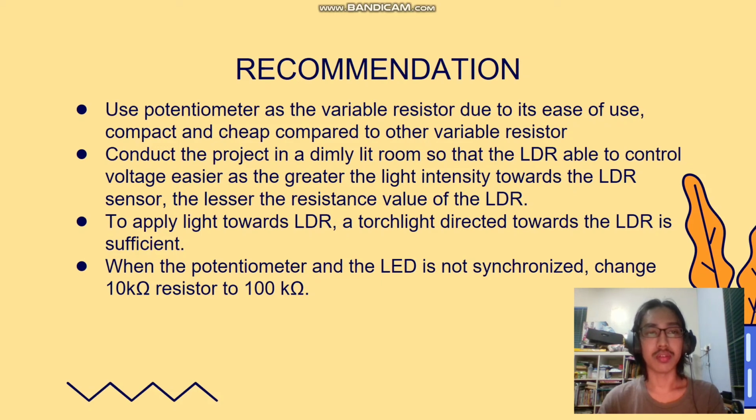as the greater the light intensity towards the LDR, the lesser the resistance value of said LDR. And then to apply light towards an LDR sensor, a torchlight directed towards the LDR is more than sufficient.